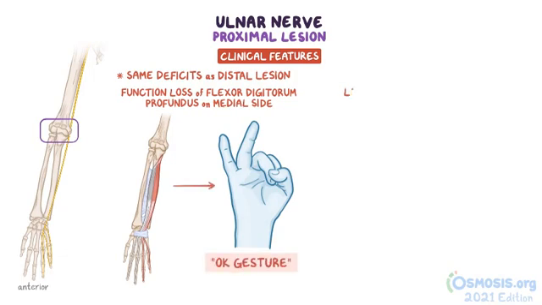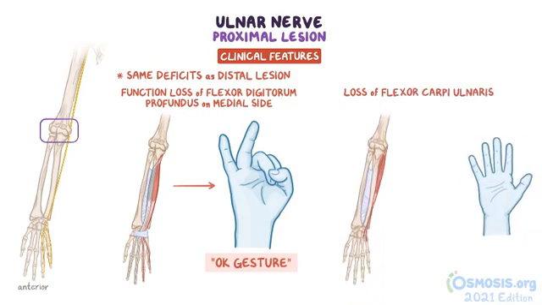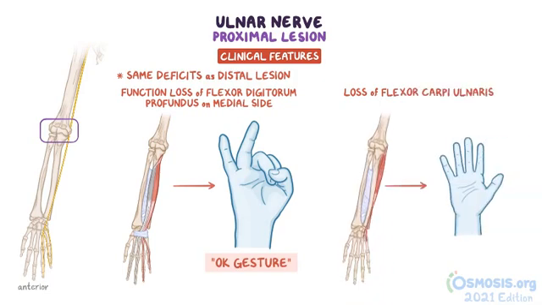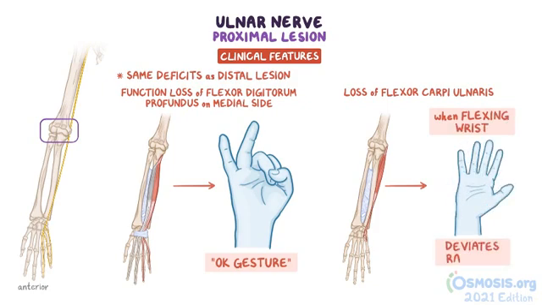Additionally, there is a loss of flexor carpi ulnaris resulting in wrist adduction deficits. So when they try to flex their wrist, it deviates radially.